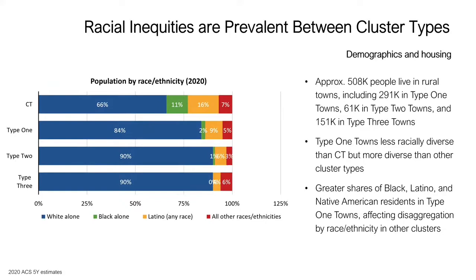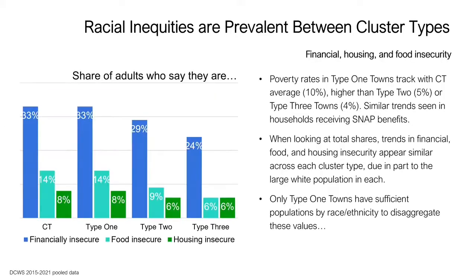So going into the specific demographics of each of these cluster types, type 1 towns, again, these are the ones with more adults with high school or less education. Typically more racially diverse than the other rural towns, but not necessarily as much as the state itself. That's kind of important going forward. These towns have a higher percentage of Black, Latino, and Native American adults.